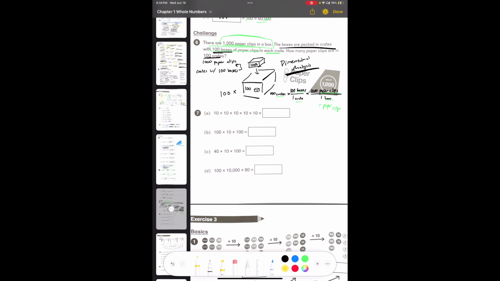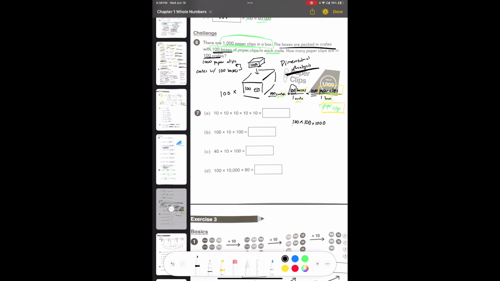So we have a crate here and a crate here. They cancel out. We have boxes here and we have boxes here. These cancel out. So all we have left is paper clips. And that's exactly what we're trying to find. So the next thing we're going to do is take these hundreds. So 100 times, and the hundreds on the numerator here. So just 100, that's because the whole number. And hundreds on the numerator here. So times 1,000. 1,000 on the numerator so times 1,000.